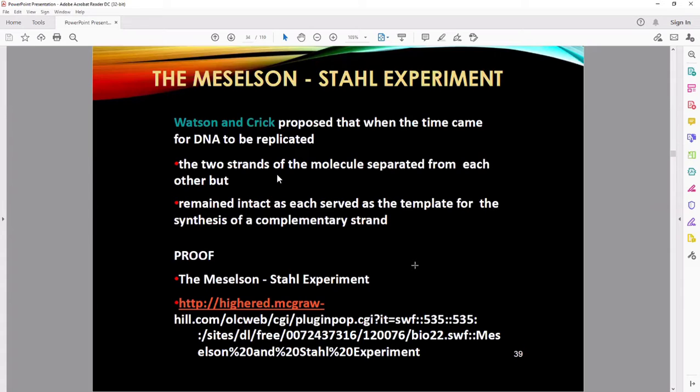Okay, so we know there was an anchored proposed that DNA is a double helix. It has two strands that separate from each other, but it remains intact as each serves as a template. This theory has been proved by this experiment. You can have a look at this YouTube video that I have shared in the class.